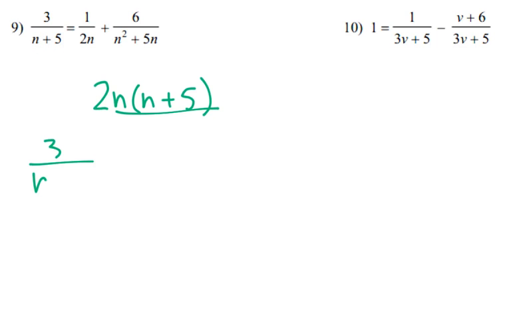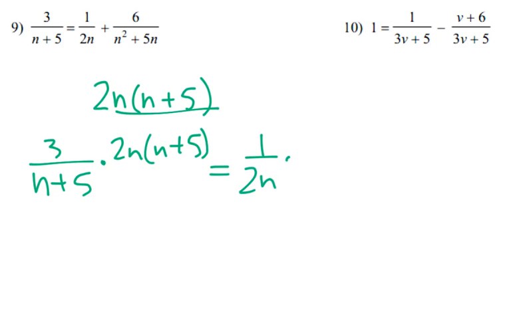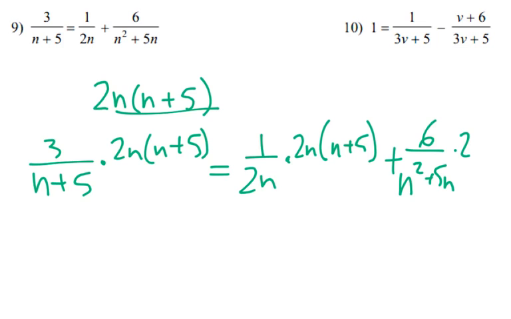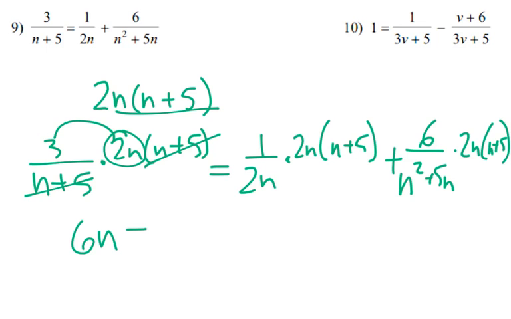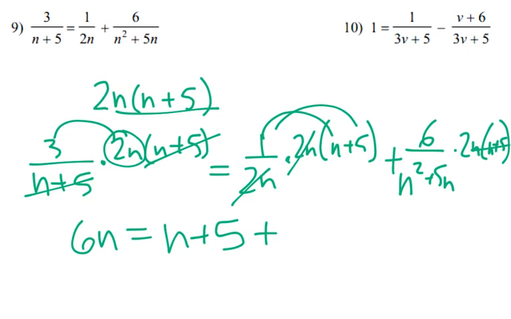So I go 3 over n plus 5 times 2n times n plus 5 equals 1 over 2n times 2n times n plus 5 plus 6 over n squared plus 5n times 2n times n plus 5. So n plus 5, n plus 5. 2n times 3, 6n equals 2n, 2n, 1 times n plus 5, plus n times n plus 5. We'll get rid of that n squared plus 5n, so we're left with 2 times 6, which is 12.